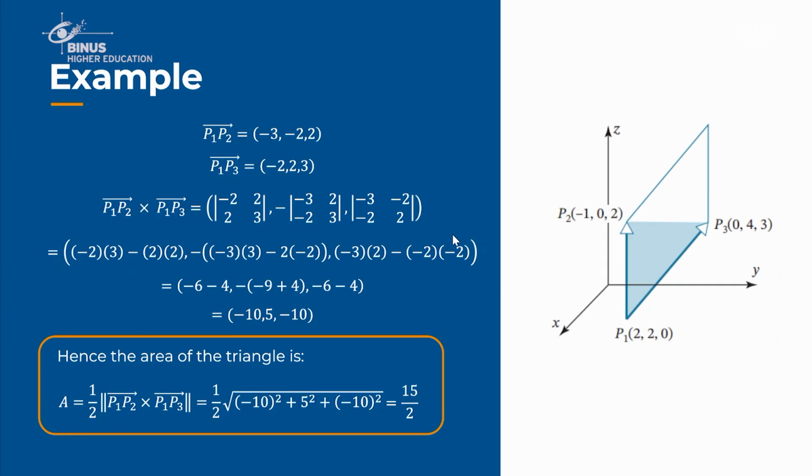Completing all the calculations, we have -6 - 4, then -9 + 4, and then -6 - 4, so the final result is (-10, 5, -10). Hence, the area of the triangle is A equals 1/2 of the norm of the cross product of P1P2 and P1P3, since the norm of the cross product is the area of the parallelogram constructed by P1P2 and P1P3. That is 1/2 times the square root of (-10) squared plus 5 squared plus (-10) squared, or 15 over 2.